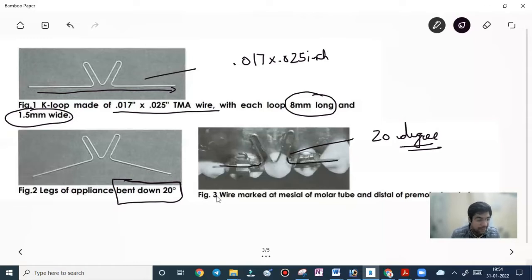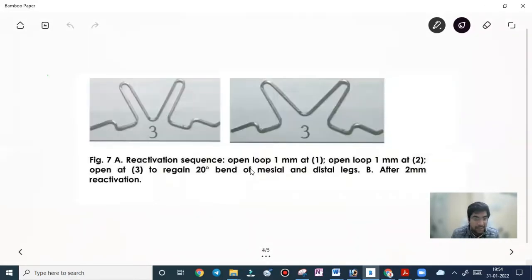The wire is marked at the mesial of the molar tube and the distal of the premolar bracket. The stops are bent into the wire 1 mm distal and 1 mm mesial to the marked wire. Each stop should be well defined and about 1.5 mm long.